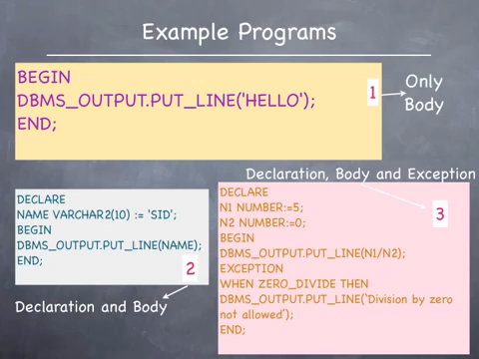The third example has a declaration section, a body, and an exception section. The declaration section is declaring 2 variables called n1 and n2. n1 holds the value 5, n2 holds the value 0. In the body of the program, you are attempting to display the result of dividing the contents of n1 by n2. However, a division by 0 is not allowed in Oracle. That statement which does the division will display an Oracle error.